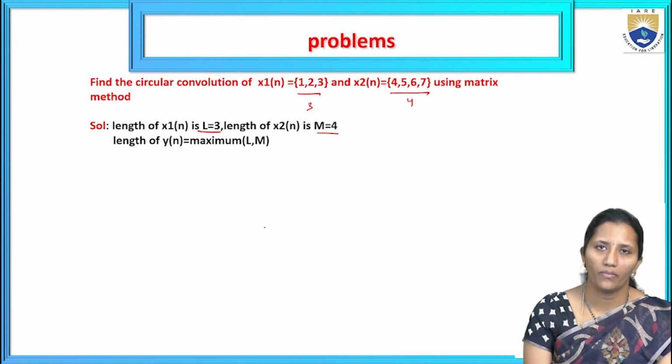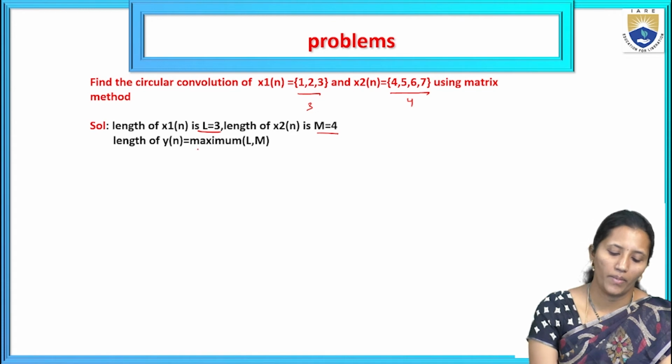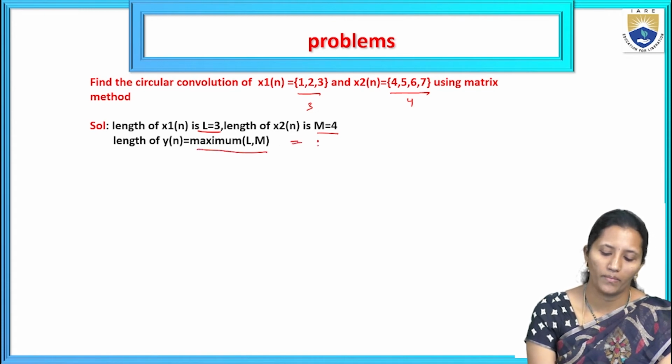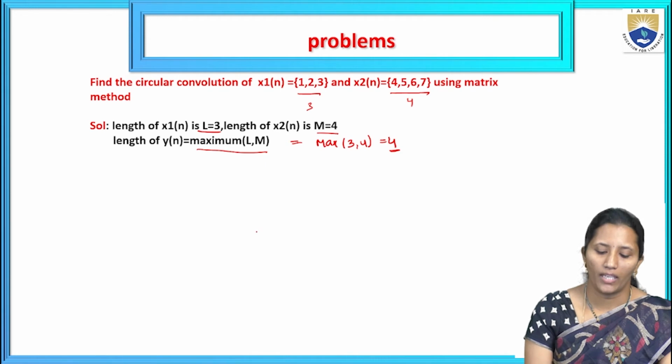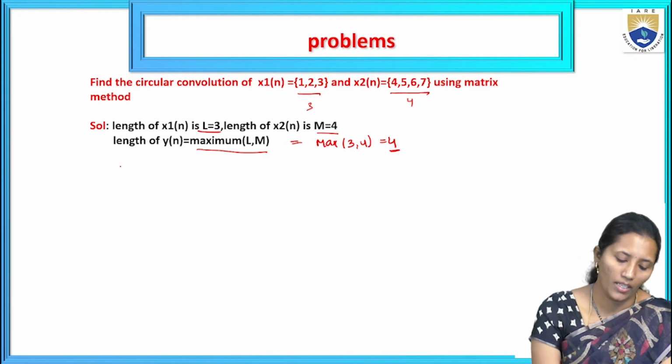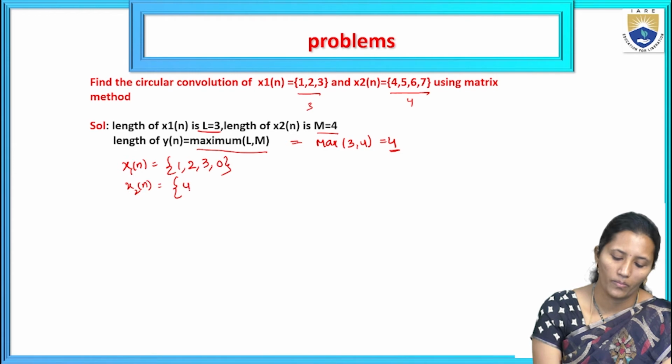So the length of y of n will become the maximum of L comma M, that is maximum of 3 comma 4, that is 4. In the output we will get 4 samples. But here the lengths of both sequences are not equal, so we should make them equal by 0 padding. So here I am adding 0 to the x1 of n, and x2 of n is 4, 5, 6, 7.